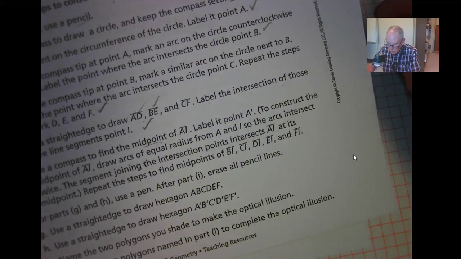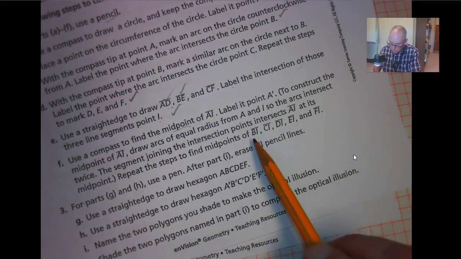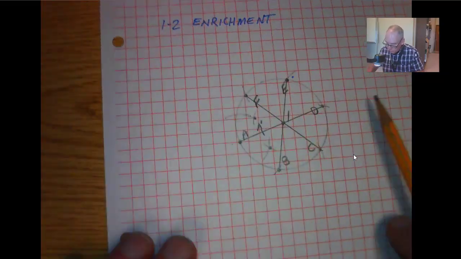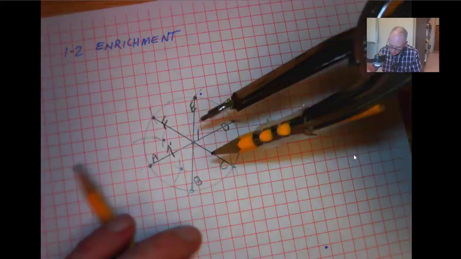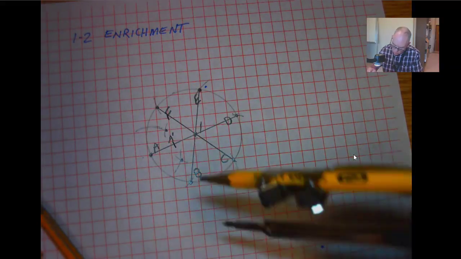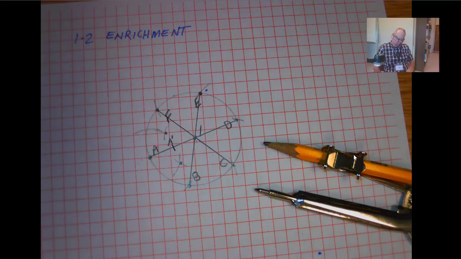Okay, let's see what we've got to do next. Repeat the steps to find the midpoints of those other segments also. I can see now that this might have been more easily done if we'd used a bigger circle to start with. But it's pretty much the same process for each one of those segments.